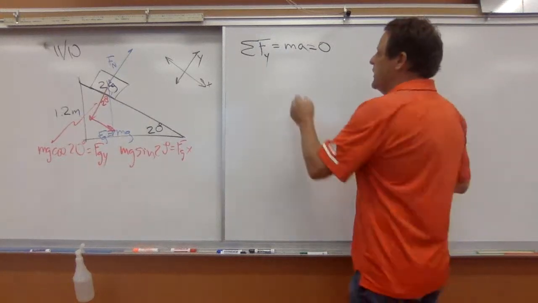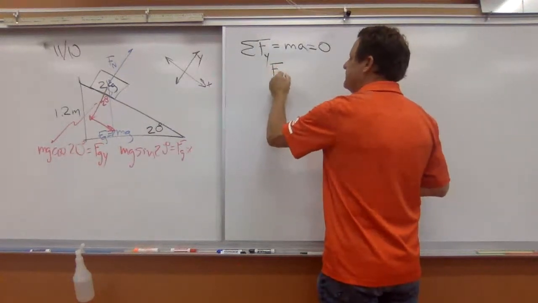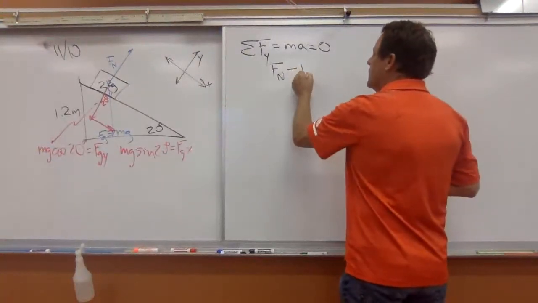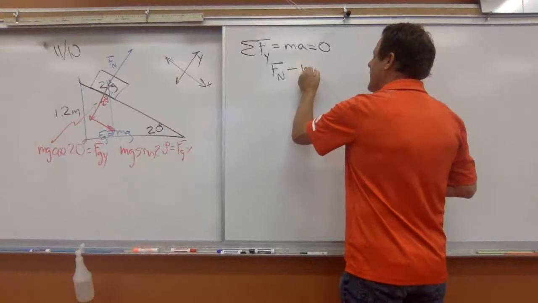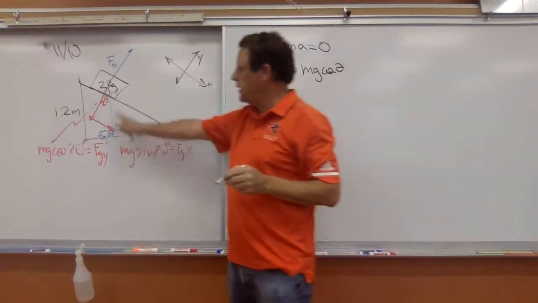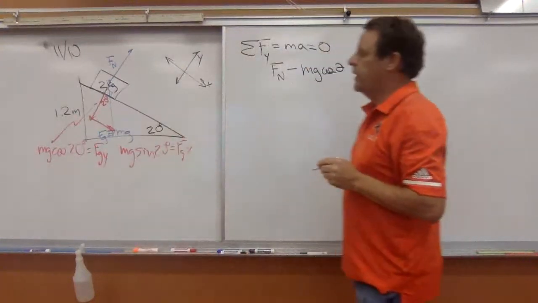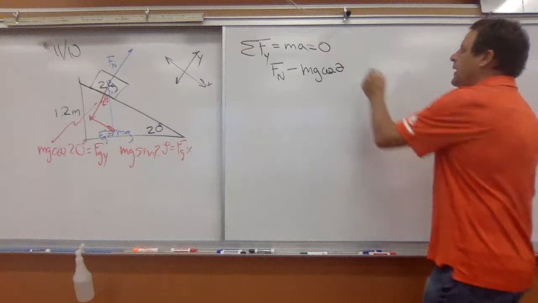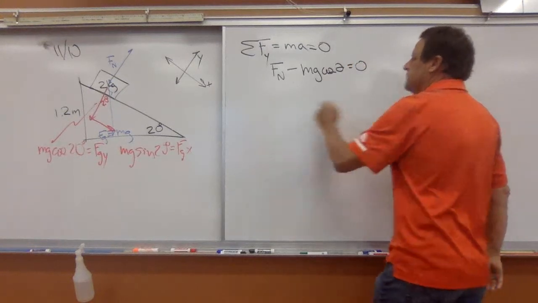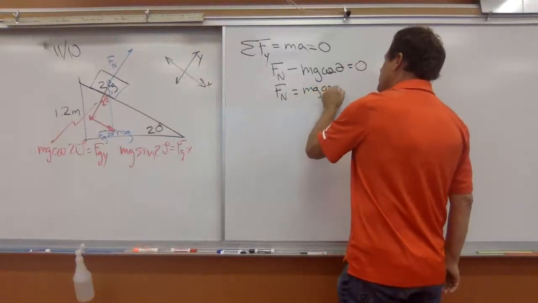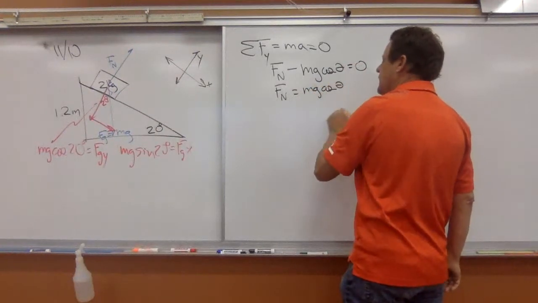So we know that the normal force is going up, so we're going to call that positive. And we know mg cosine theta was the component that was going down, opposite of the normal force, and that's going to equal 0. So now we can say the normal force is equal to mg cosine theta.